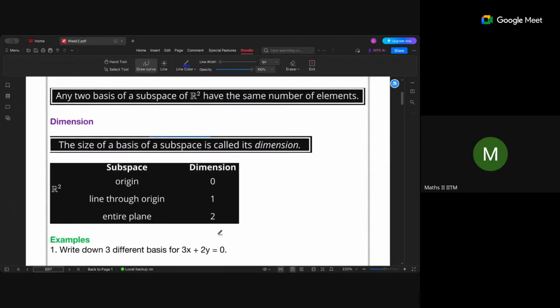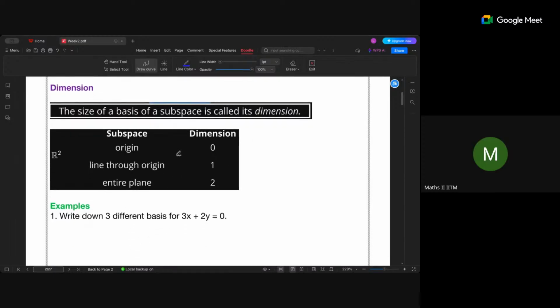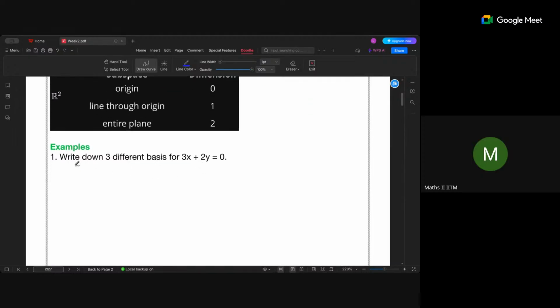So now suppose I'm asking, can you say what are all the one-dimensional subspaces of R2? Then you can say, lines passing through the origin. So this is about subspaces and dimensions, and also about bases we have covered. Now can you quickly try this example here?